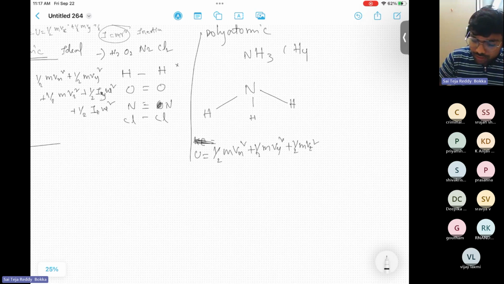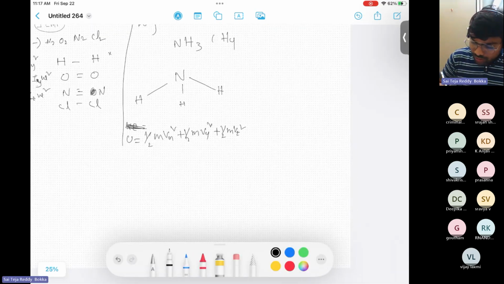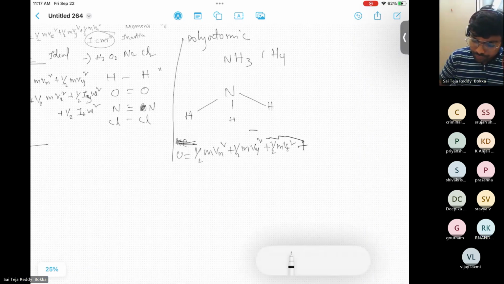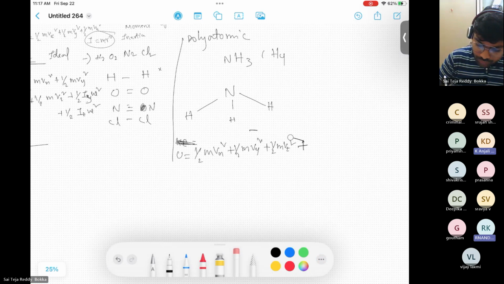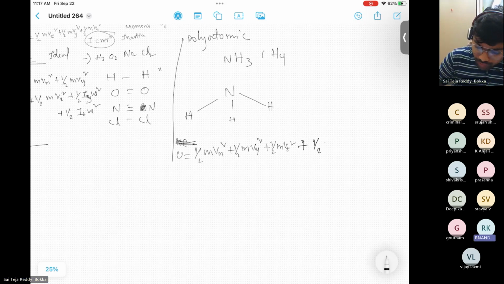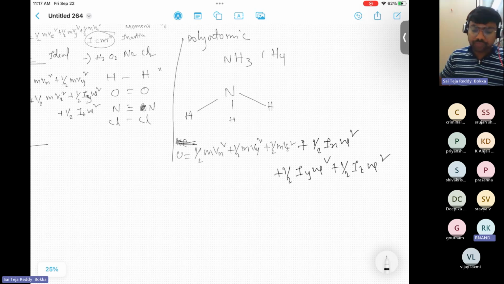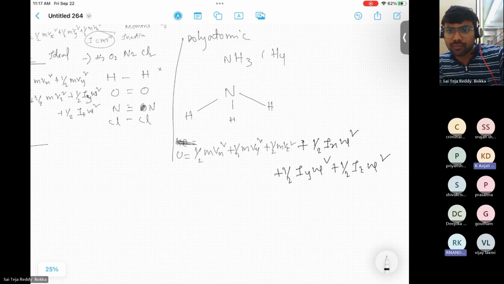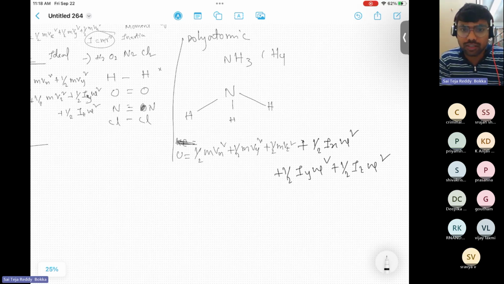So it can spin around the x-axis, y-axis, z-axis. So now what you have to consider, plus, tell me now, what comes? Half Ix omega square plus half Iy omega square plus half Iz omega square. Is it clear, everyone? Any doubts in this? Why are we considering x, and why y, z?